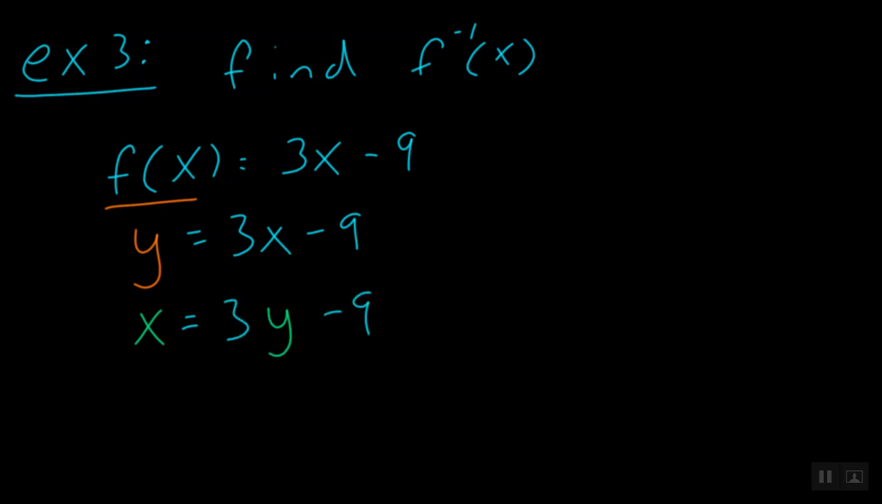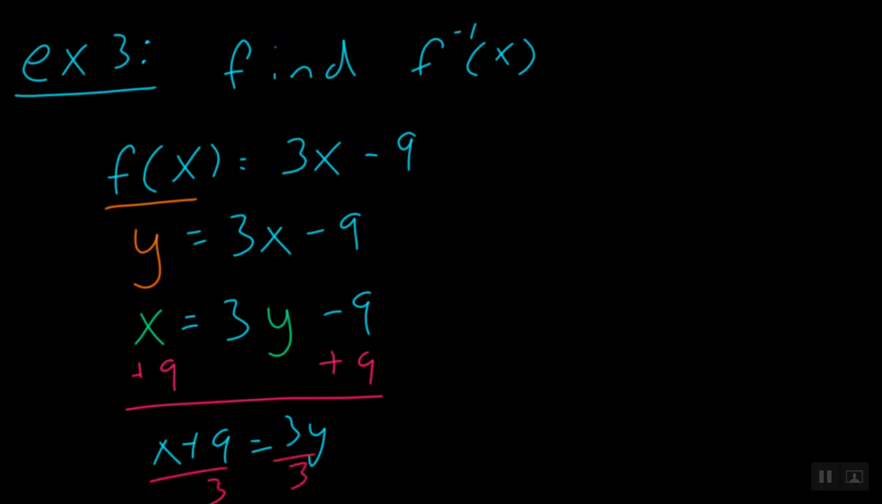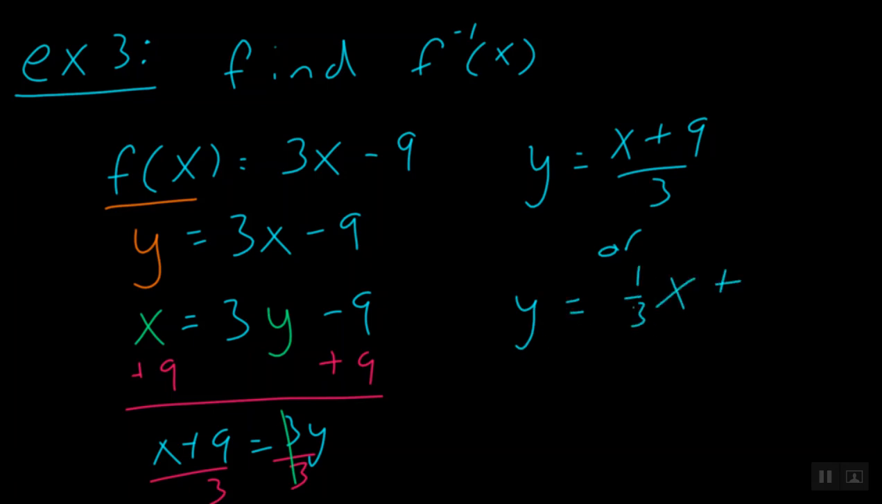From there, notice we want to solve for y by first getting rid of our subtraction. And so we have x plus 9 is equal to 3y, which we can then go ahead and divide everything by 3. And notice this gives us two distinct options. It gives us y is equal to x plus 9 all over 3, or we could split it up, y is equal to 1 over 3x plus 9 divided by 3 is 3.